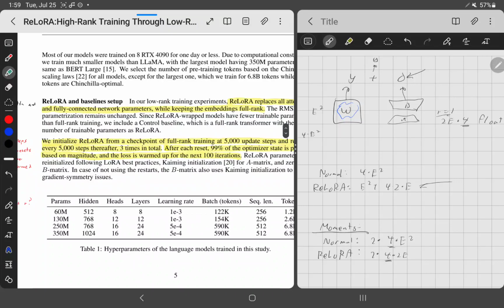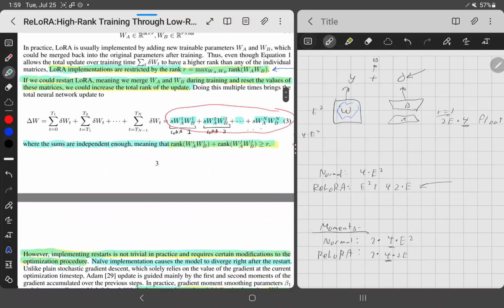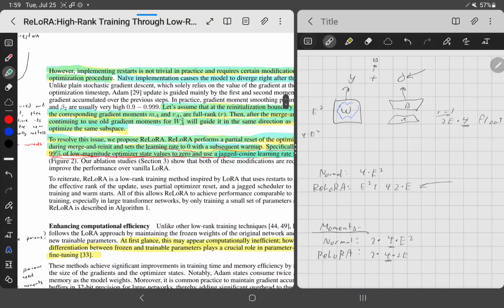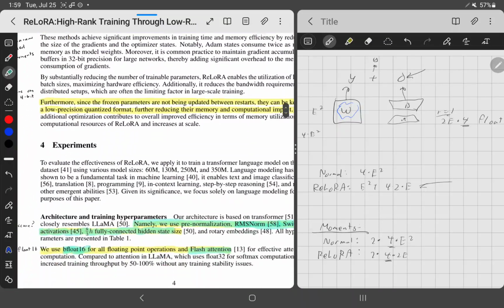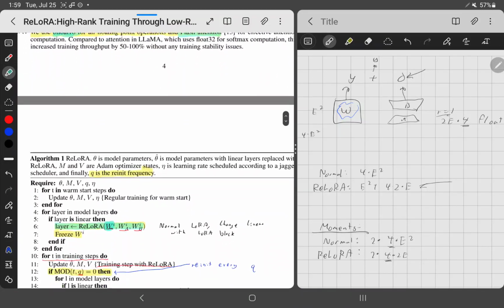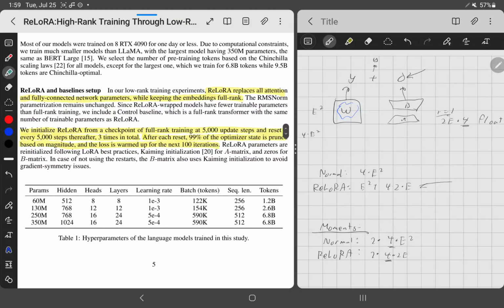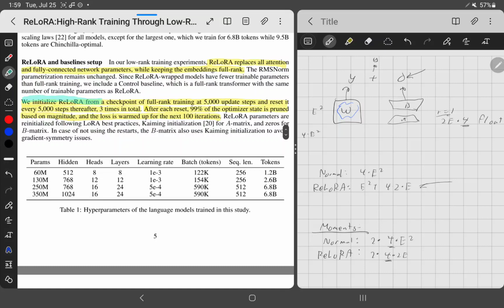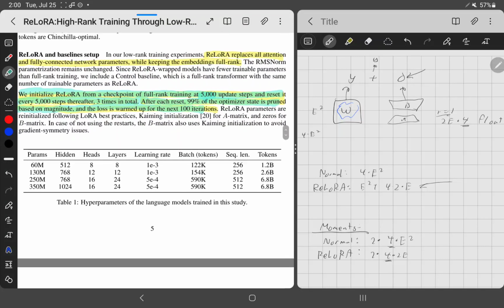Now let's just get on to the results. So basically, all you're going to do is do multiple LoRAs and you reset your optimizers so that they change trajectories while you're optimizing them, and they don't go in the same trajectory and you get useless weights. That's all they're doing. So if we go down here, they say they initialize ReLoRA from a checkpoint of full training at 5,000 update steps and reset it every 5,000 steps, for 3 total times. After each reset, 99% of the optimizer state is pruned based on magnitude, and the loss is warmed up for the next 100 iterations. So they set Q equal to 5,000, and they do 3 LoRA update additions.